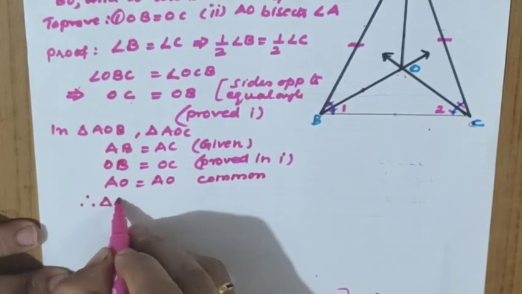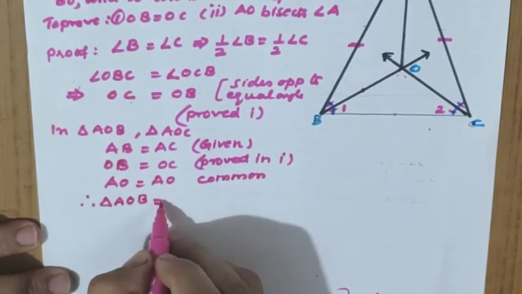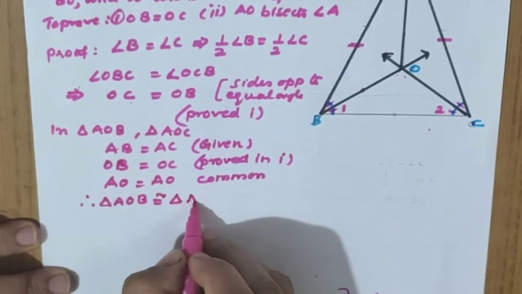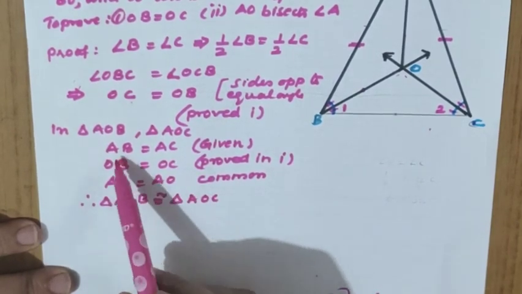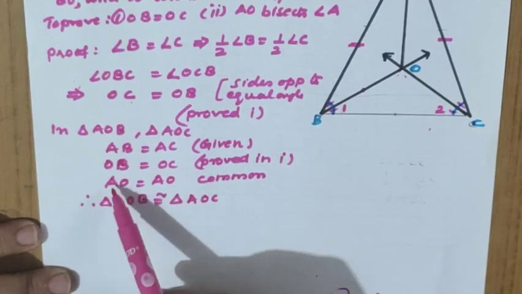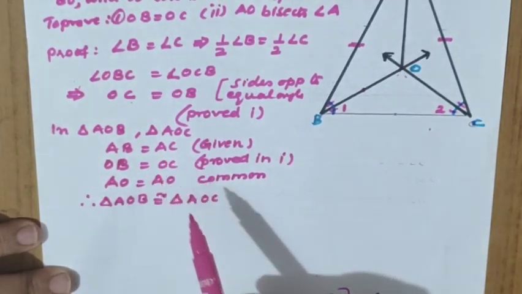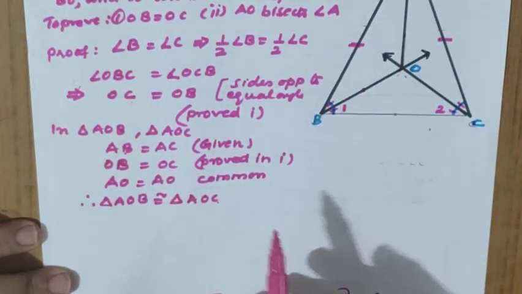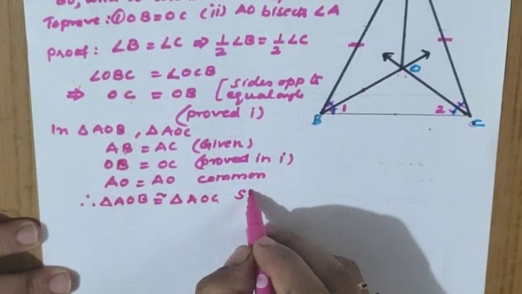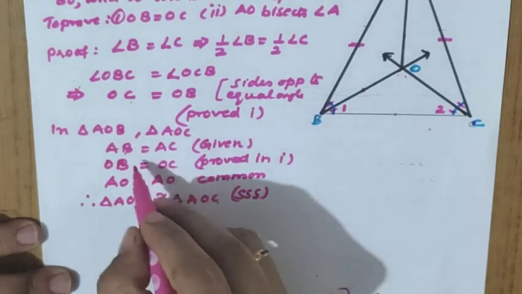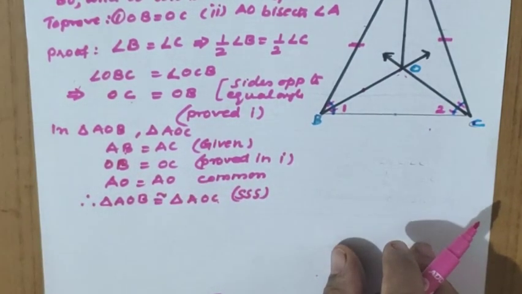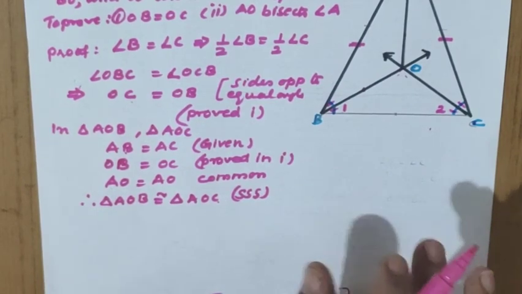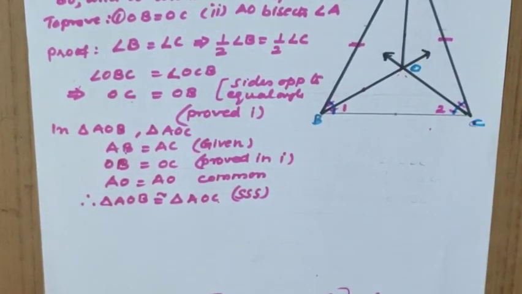Therefore triangle AOB is congruent to triangle AOC. See, A is common in first and the last. So here also A is common. Once A is gone for A, B is for C. So C we have written. Now this criteria is SSS because all the three sides we have used. Here we have not learned SSS criteria till now, but this proof is easy to use this SSS criteria only.